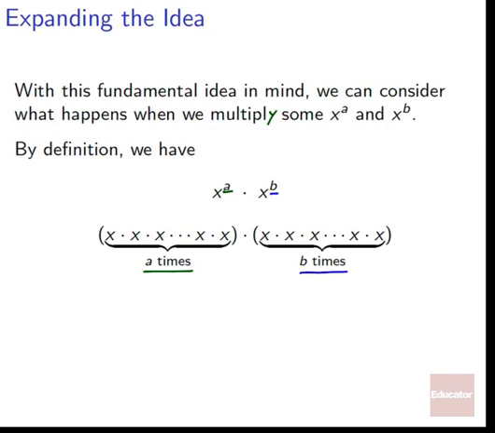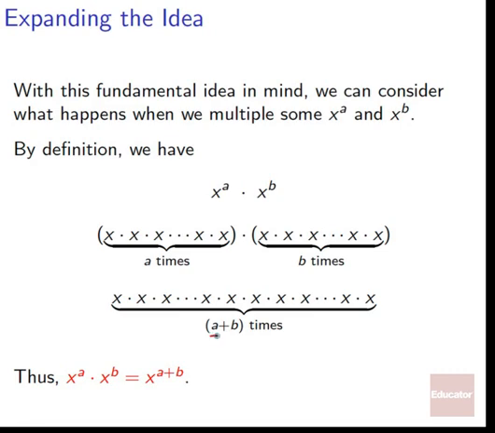So how many is it together? Well, let's say if I had a pile of 5 rocks over here and I had a pile of 12 rocks over here, then in total I would have 17 rocks. If I had 3 rocks here and 4 rocks here, then I'd have 7 rocks total. So if we've got a rocks and b rocks here, then together that's going to be a plus b rocks, or in this case, x's. So we put them together and we see that we've got a plus b many x's showing up. Thus, x to the a times x to the b equals x to the a plus b.